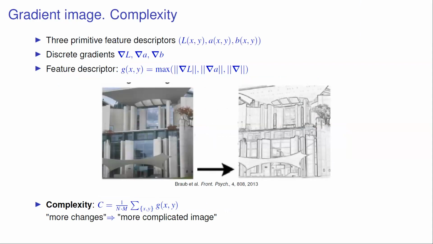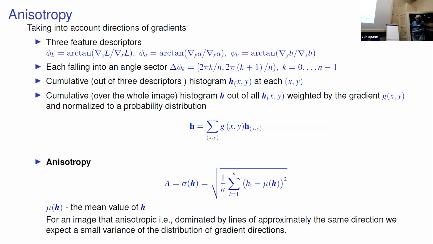Then you define something called complexity. One of the measures is the complexity of the picture proposed by these authors, and this is simply the mean value of this G. The ideology behind it is very simple: the more changes, the more complicated the image. Apparently, this very simple measure is quite discriminative. Then there is something called anisotropy. In addition to the intensity itself, or the gradient of intensity, you also take into account the direction of this gradient by making a histogram of the possible values of the direction.